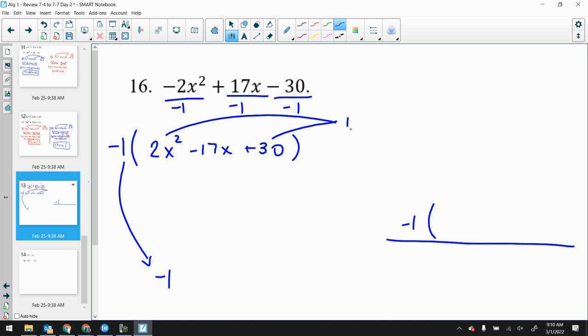All right, Brandon, what am I going to find the factors of? 60. Good. Now, what are the factors of 60 that add to get to -17? -12 and -5. Good. -12, -5 works.